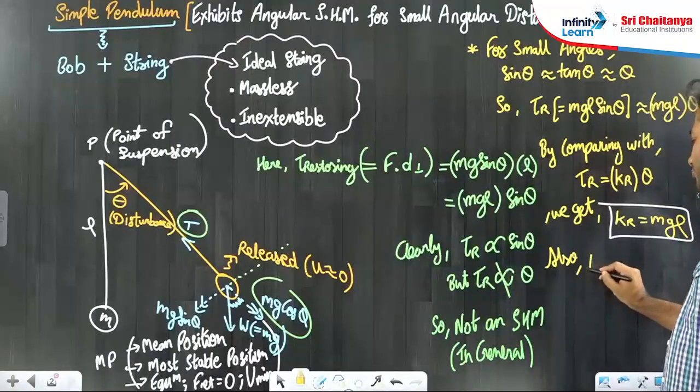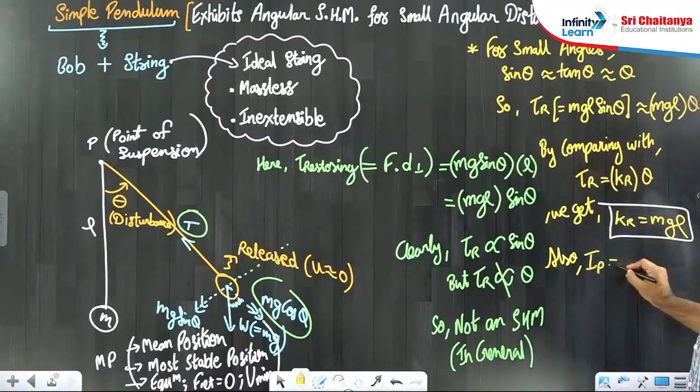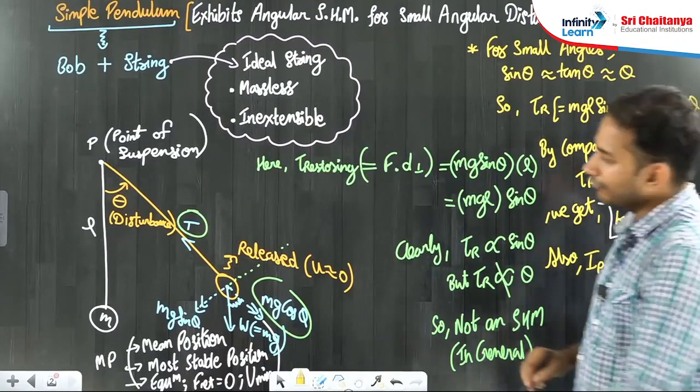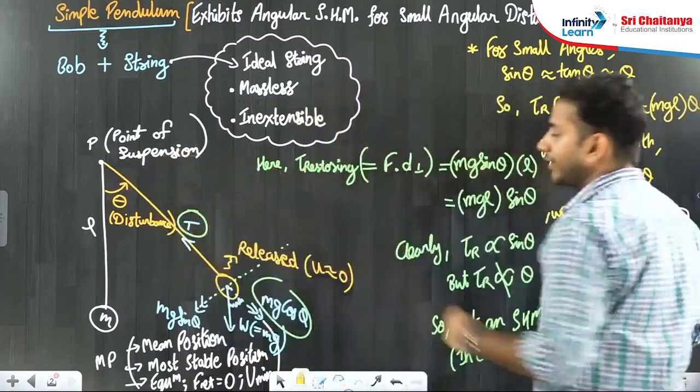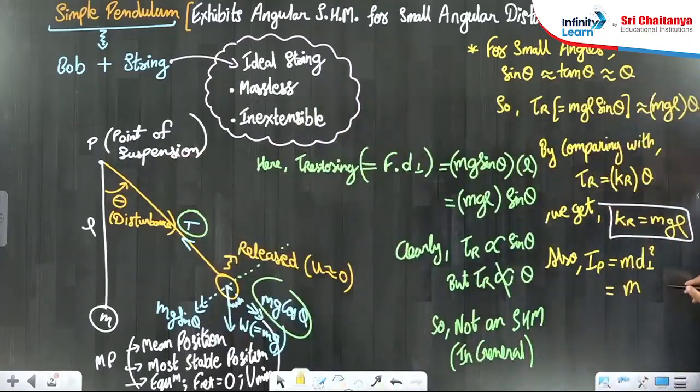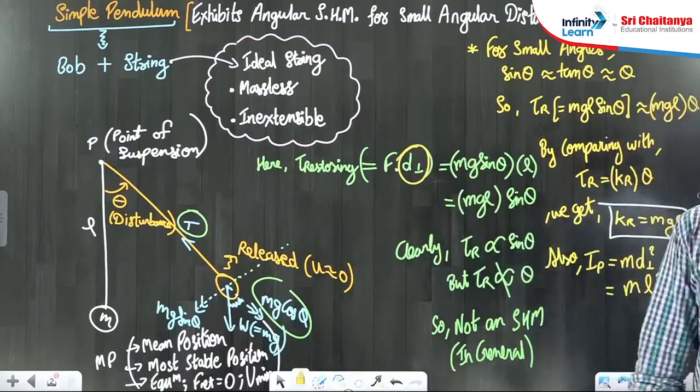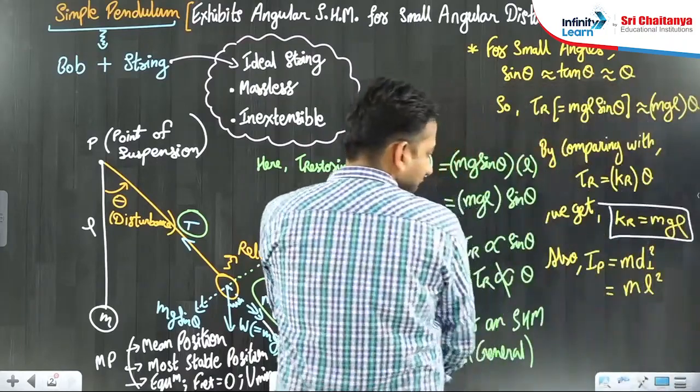The value of kr we have calculated here, and the moment of inertia calculation is also very easy. The moment of inertia of the bob about point P is m d perpendicular square. What was the perpendicular distance of the bob of mass m from the point of suspension? That is L, as we used earlier also. So this is mL square.